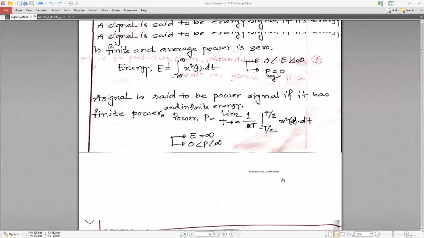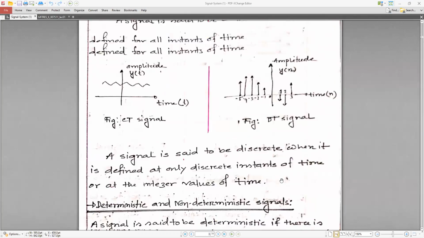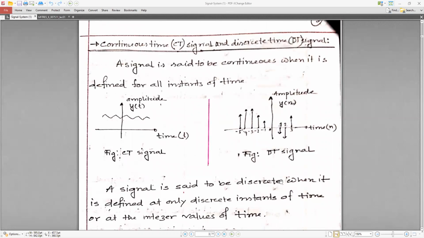Okay, now let's just come from the beginning again. So what we have seen so far, we have seen that there are two kinds of signals. First, continuous time signal and discrete time signal. So what is the continuous time signal? You can define the signal at any time. All right, continuous time signal.